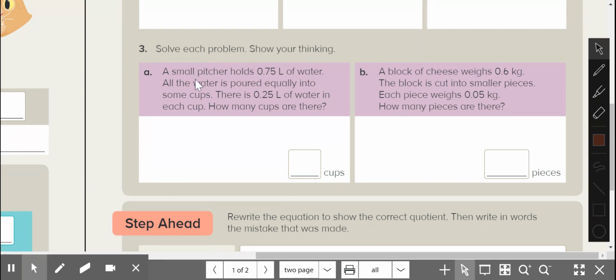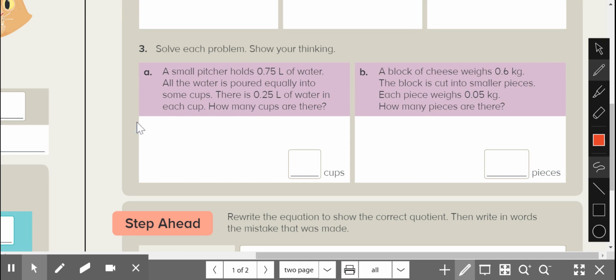The first one says a small pitcher holds 0.75 liters of water. All the water is poured equally into some cups. There is 0.25 liters of water in each cup. How many cups are there? Well, I'm going to look at this one both ways, as a multiplication problem and as a division problem.